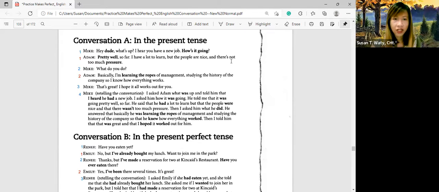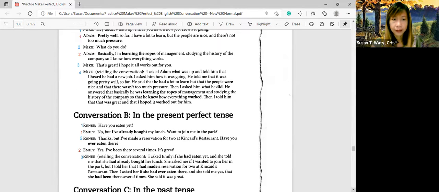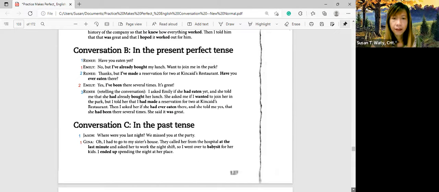Now, let's do conversation B, which is using the present perfect tense. Basically, present perfect tense is used when an event started in the past and right now is still going. Oke, jadi biasanya present perfect tense ini digunakan bila kejadiannya itu saat ini masih berlangsung. Tapi kejadiannya itu sudah dimulai di masa yang lalu dan saat ini masih berlangsung. Oke.